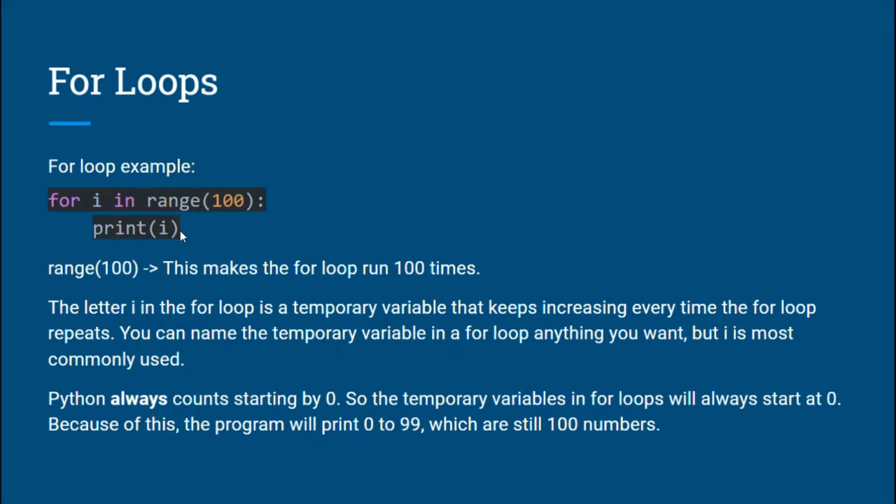So in this example, we're printing I. So I is going to be 100 numbers because it changes 100 times. Because as we learned here, every time the for loop repeats, I keeps on increasing. So it's going to increase 100 times. So first it starts at 0 and then it increases 100 times. So after 100 times, I will actually be 99, not 100, because I is starting from 0, not 1. 0 to 99 are still 100 numbers.